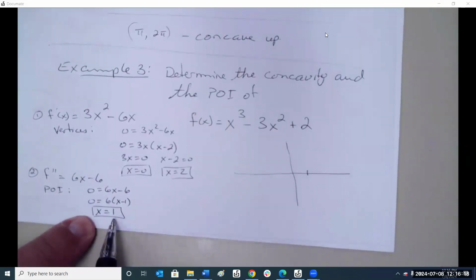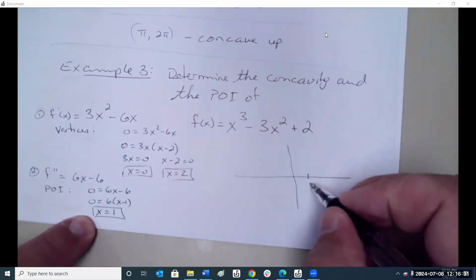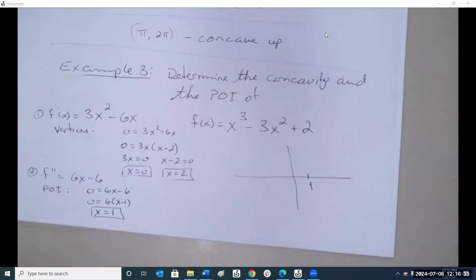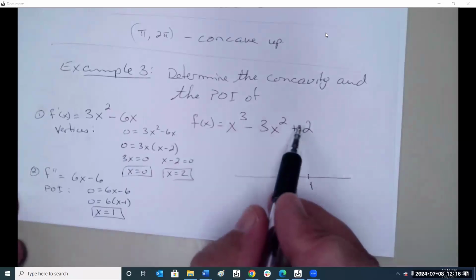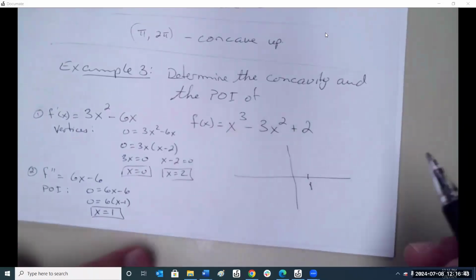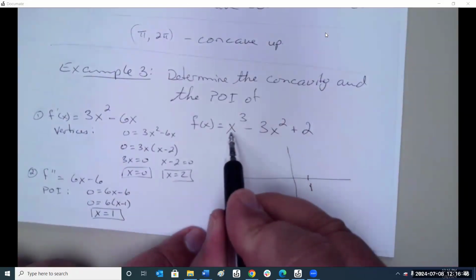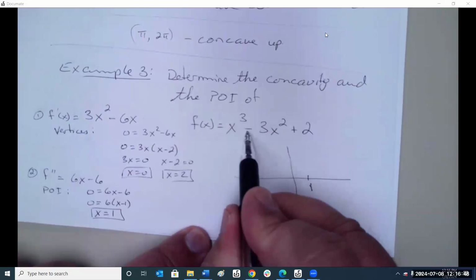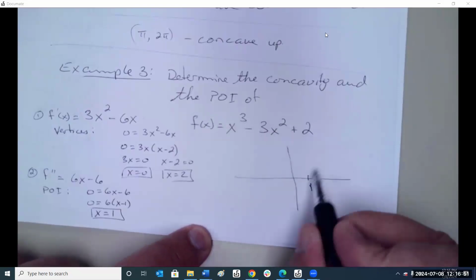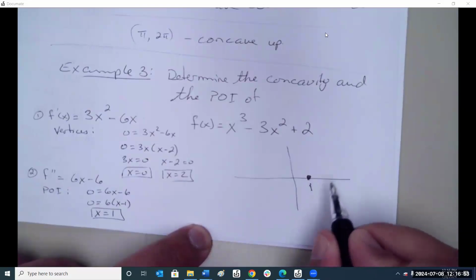So if the x of the point of inflection is at 1, what's the y value? What's the location of this point? If the point of inflection is at 1, where is that on the graph? That's an x value. Plug it into the original. Remember, the original function finds us locations on the graph. When x is 1, we have 1 cubed is 1, minus 3 is negative 2, plus 2 is 0. So there's my point of inflection.